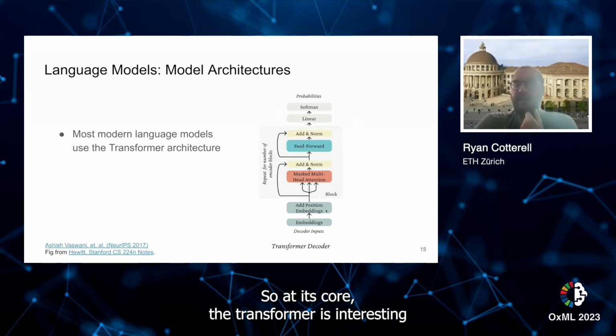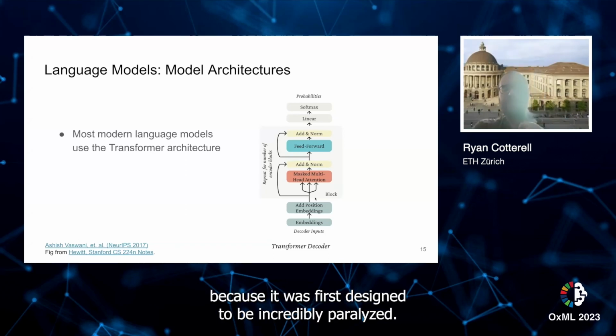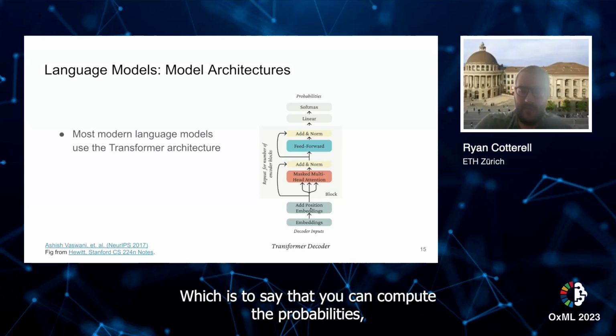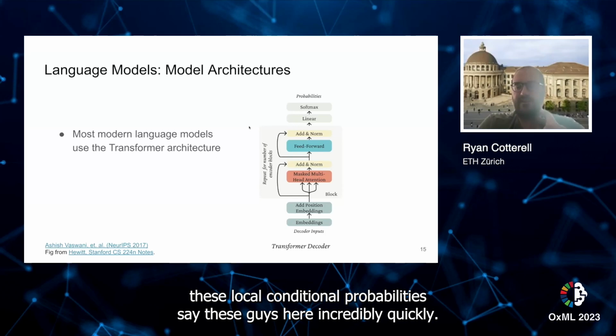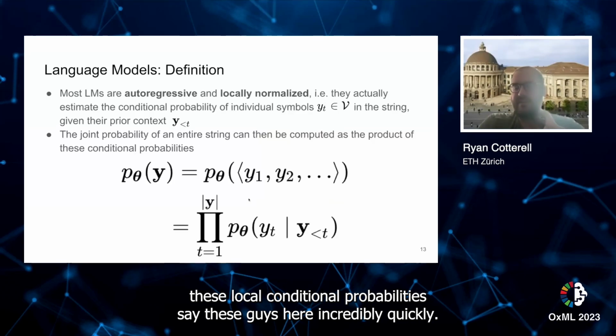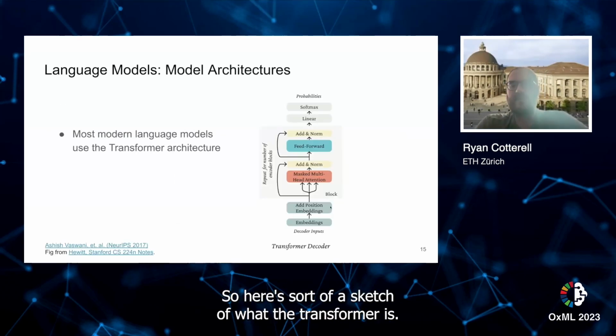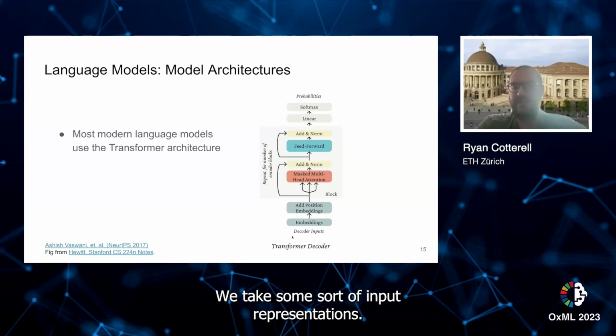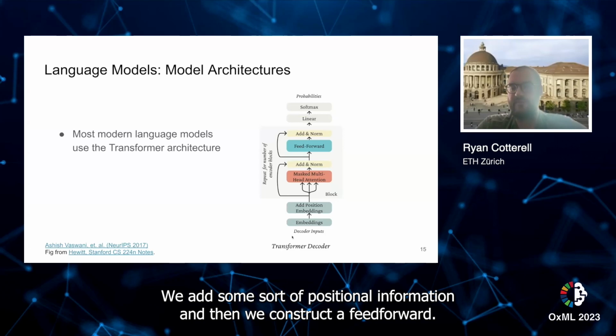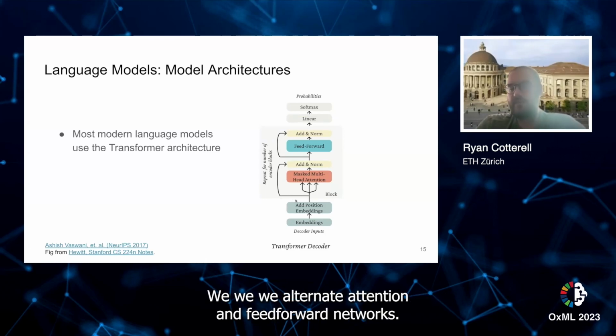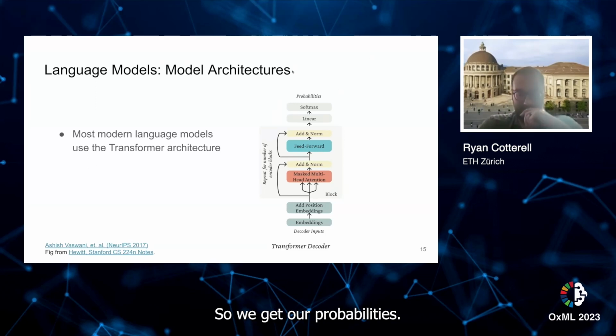At its core, the transformer is interesting because it was first designed to be incredibly parallelizable, which is to say that you can compute these local conditional probabilities, say these guys here, incredibly quickly. So here's a sketch of what the transformer is. We take some input representations, we add some positional information, and then we alternate attention and feed forward networks till we get our probabilities.